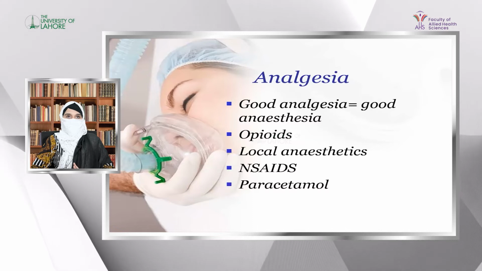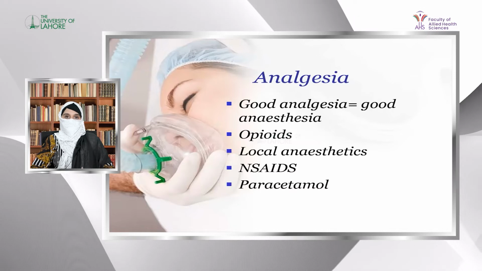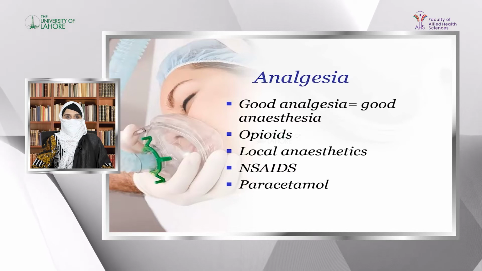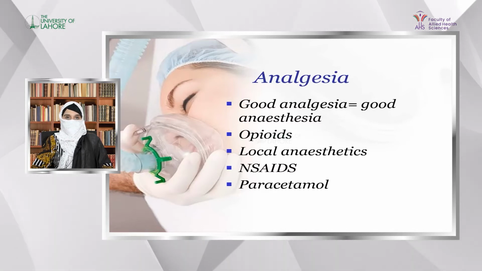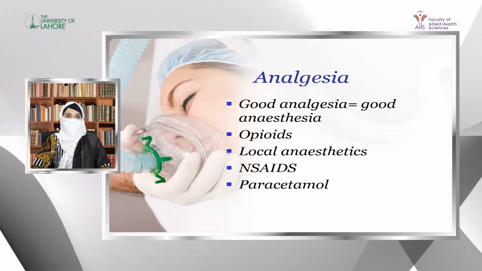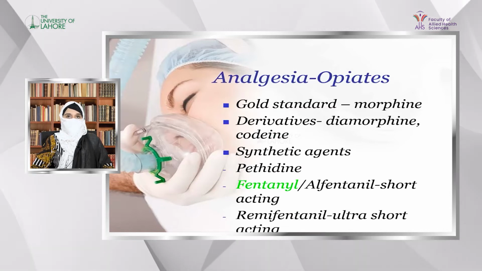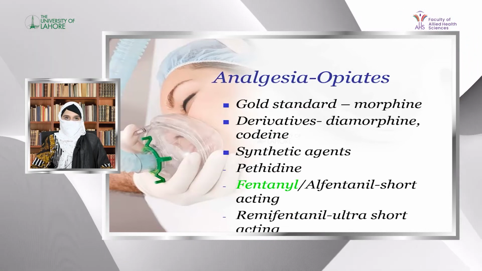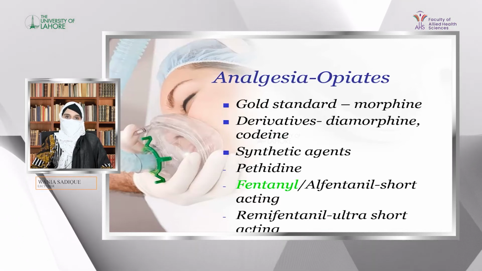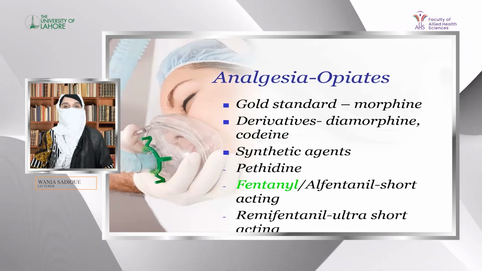Another part of the general anesthetic is analgesia. Good analgesia is equal to good anesthesia. If you have a good analgesia, then you will produce a good anesthesia. Further, moving on, we have opioids, local anesthetics, NSAIDs and paracetamol. These all are included in analgesics. Gold standard opioids include morphine. Then there are synthetic agents, pethidine. Others are fentanyl, alfentanil, short acting, and remifentanil is ultra short acting.